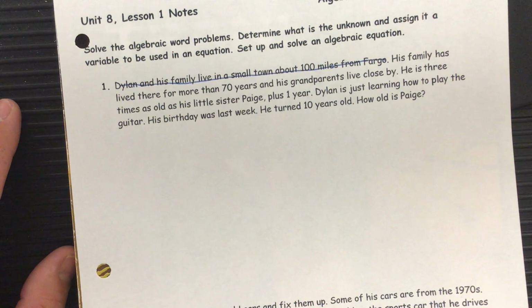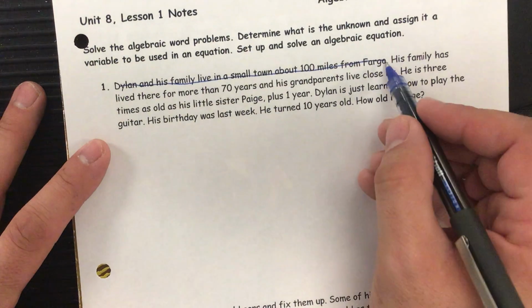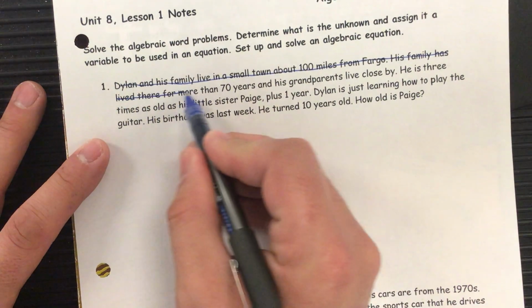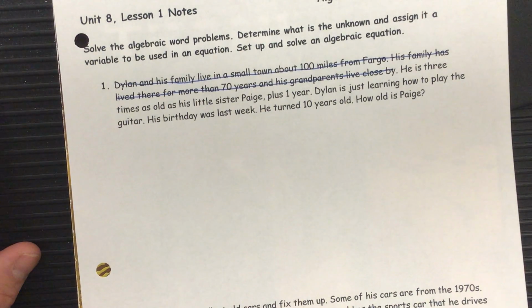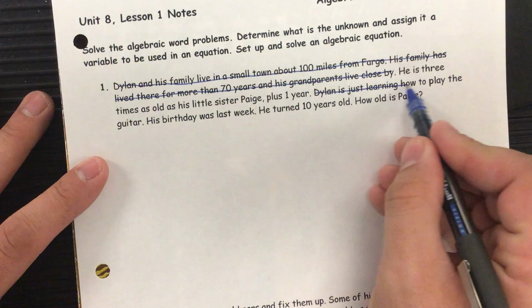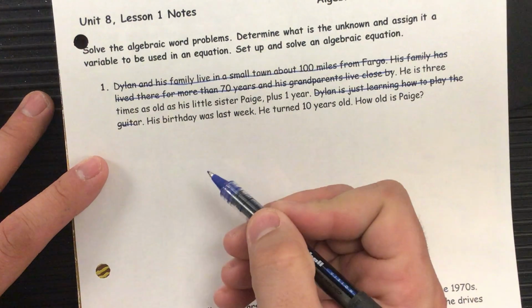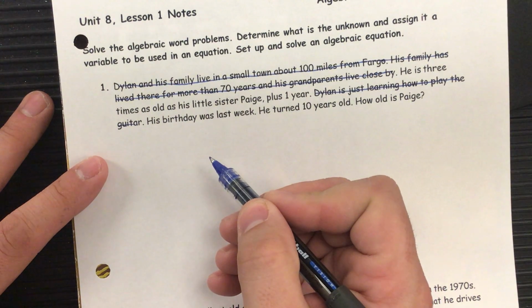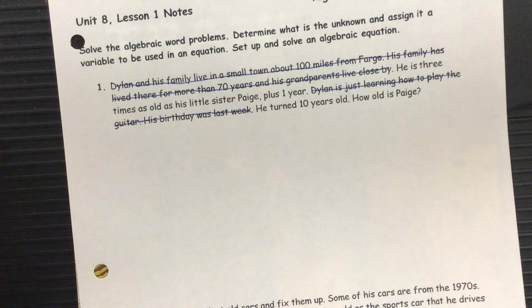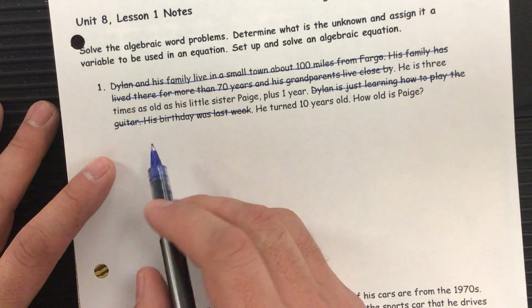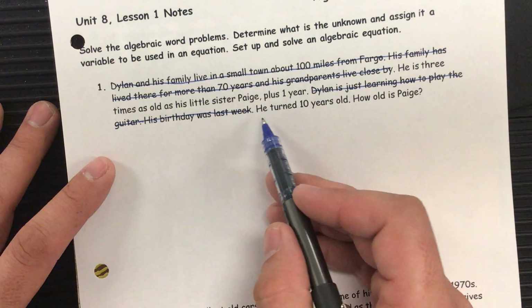Do you need to know how long they lived there? No, cross it out. Do you care that he's learning how to play the guitar? No. Birthday was last week? Doesn't matter. All right. Now you're left with 2 sentences. He is 3 times as old as little sister Paige plus 1. He turned 10 years old.